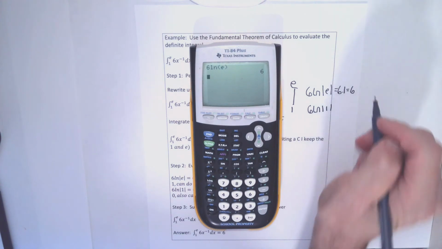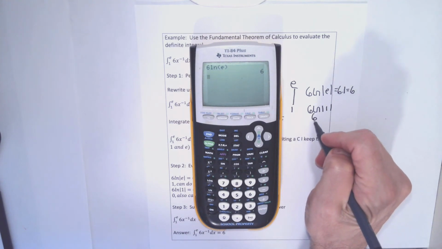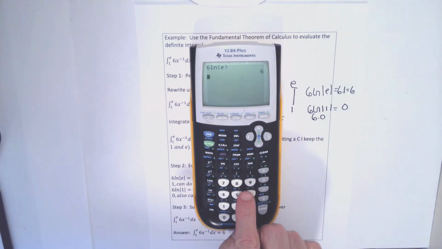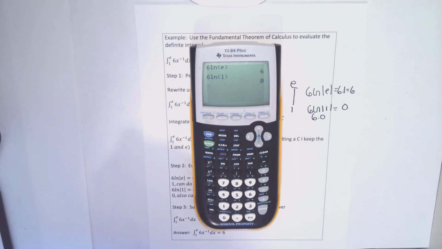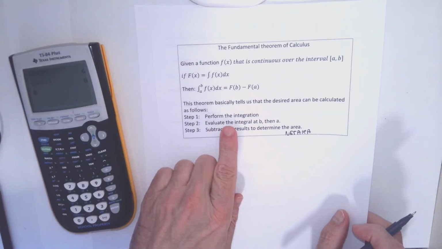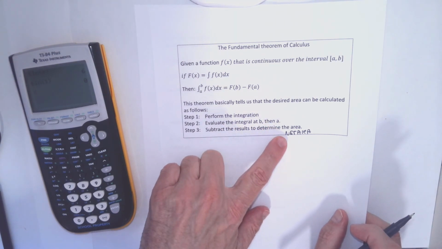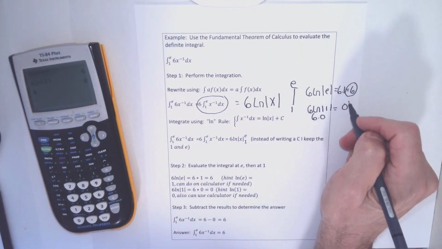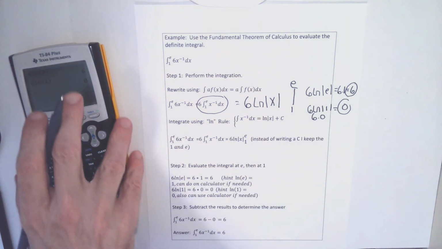So the first computation that I need is 6. The second computation is going to be 0 because the natural log of 1 is 0. But if I don't know that, I can do this just fine. I could go 6 times the natural log of 1, and that gives me 0. So now I've done the two computations. Again, I first perform the integration, then I evaluate the integral at the higher number, then the lower number. The answer, the net area, I just subtract those results. So the area is going to be found by taking that 6 minus that 0, and then I get 6 for my area.